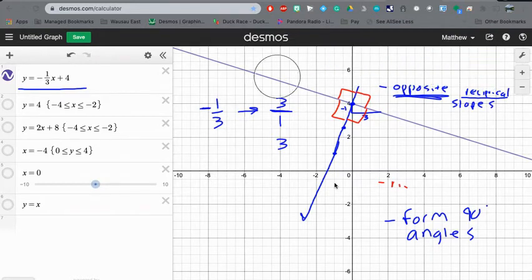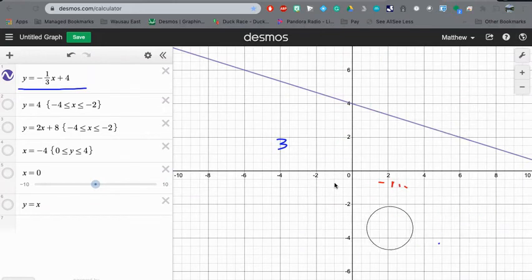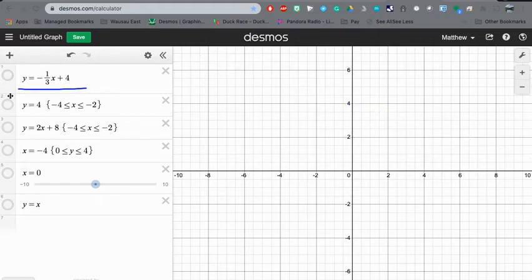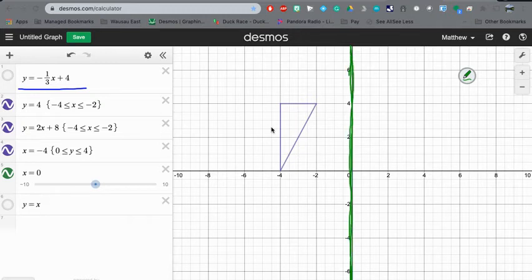Last thing we're going to cover today is reflections. So with reflections, it's like if you were to fold over a line, it would match up perfectly. So I've got a little triangle drawn here. And I want to reflect that triangle across the y-axis, or this green line. So if I would fold it over the green line, it would match up perfectly.